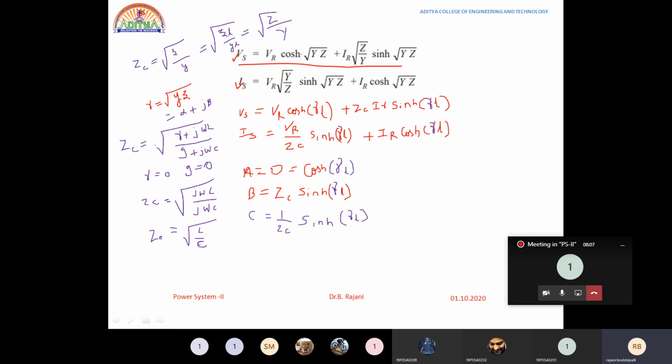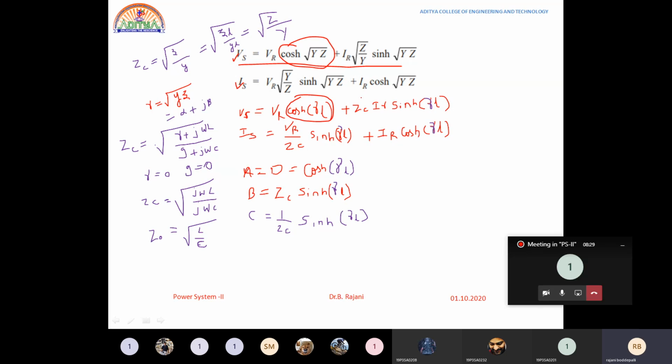What I'm going to tell you is this part, which is nothing but cosh(√(yz)), equal to cosh(γL). This equation can be represented like this: Vs = Vr cosh(γL). Why is it so? I'll explain it now.